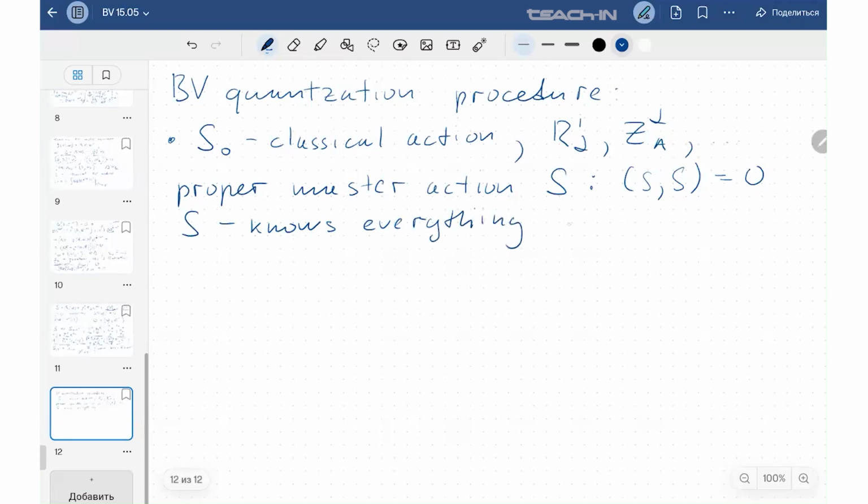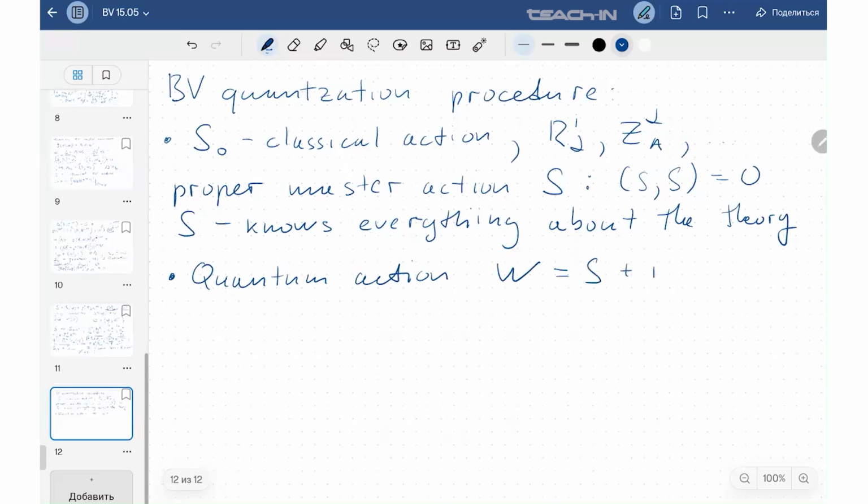We think about our theory. It contains all information, action, gauge generators, everything, and the master equation ensures that all these structures are compatible. So it ensures gauge invariance. Okay, then we look for quantum corrections. So we look for, sometimes it's called the quantum action, which is W, and which is S plus possible corrections, etc.